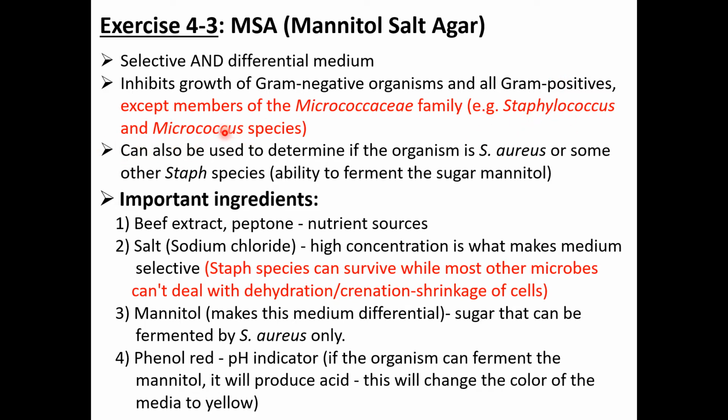Micrococcus species are not known to cause human diseases. So the only reason we use an MSA plate from a clinical sample is because we are looking for Staph species. Okay, so Staph species are known to cause human diseases. And if we see growth on the plate, it's because it is a Staph species. But now we want to know more. Okay, so now comes the differential aspect of the medium. If it grows, how do we know which Staph species we have on the medium? Which one should we worry about?